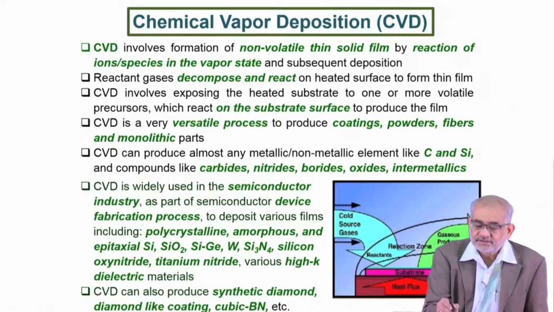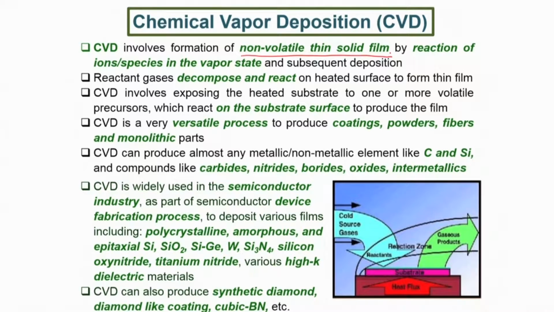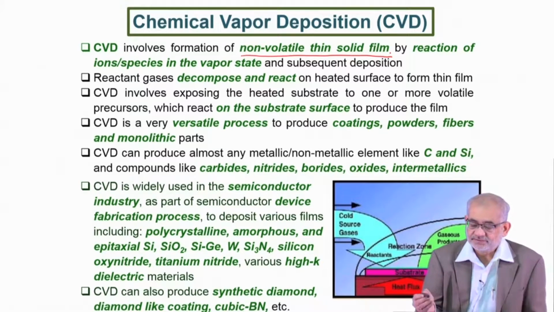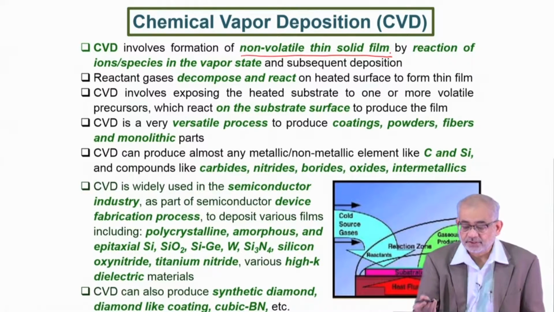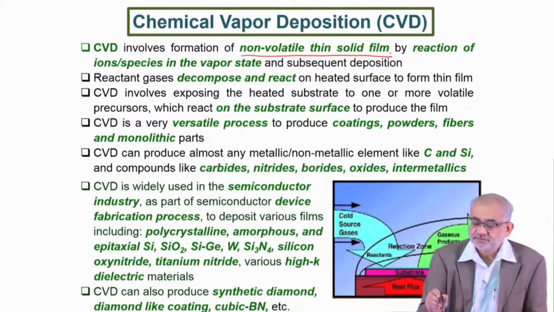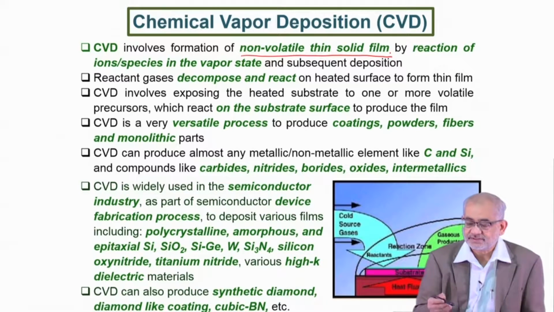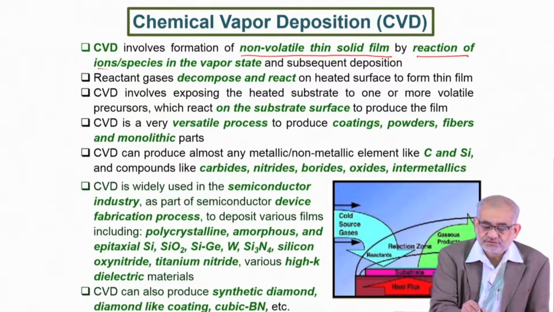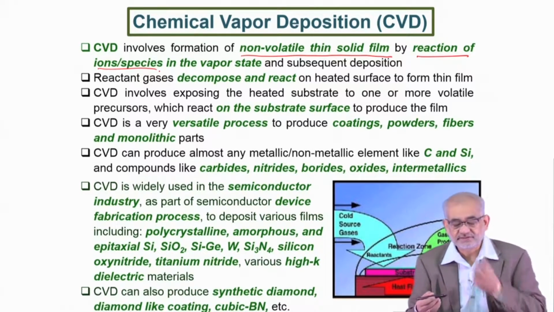Now, we actually intend to produce a non-volatile thin solid film. The deposit can be a pure metal, a compound, or an alloy, but the film that we develop should be essentially non-volatile, so that in the reaction chamber it doesn't go back into the vapor state again. And this film is produced by the reaction, through certain ionic species that we create in the vapor phase.